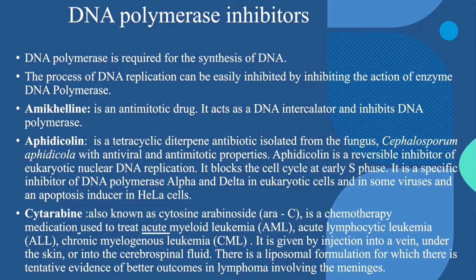We know that the formation of cancerous cells involves an increased frequency of mitosis. So if DNA polymerases are inhibited in such cells, DNA replication will not take place, so that we can reduce the replication in the cancerous cells. Examples of DNA polymerase inhibitors are aphidicolin and cytosine arabinoside. Aphidicolin acts as an inhibitor of DNA polymerase alpha and delta in eukaryotic cells. And cytosine arabinoside is commonly used in chemotherapy medication, which is used to treat myeloid leukemia.